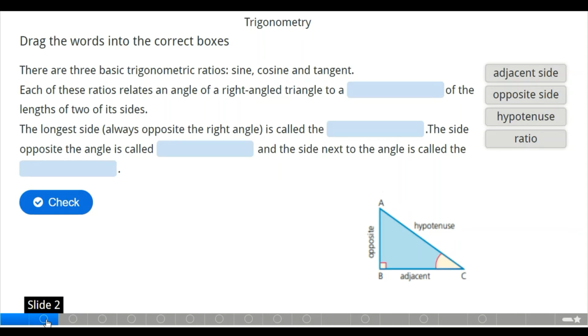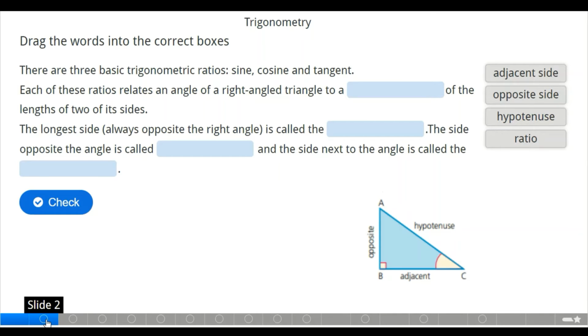When you're talking about trigonometry ratios, we have some basics, and the basic trigonometry ratios that we are going to consider here are sine, cosine, and tangent. These ratios relate an angle of a right angle triangle to a ratio of the lengths of two sides. So under this, we're going to be looking at the right angle triangle, and at the length of each side of it.